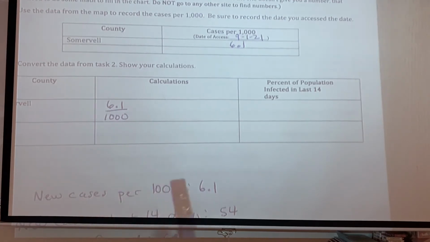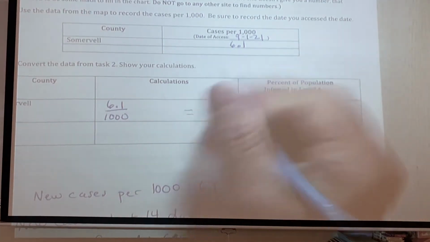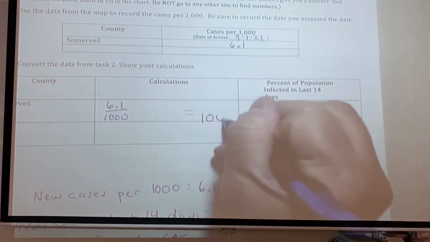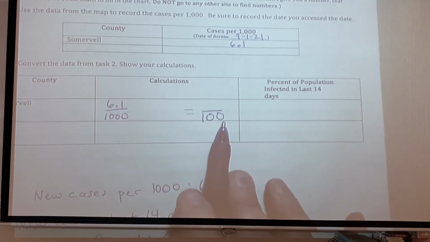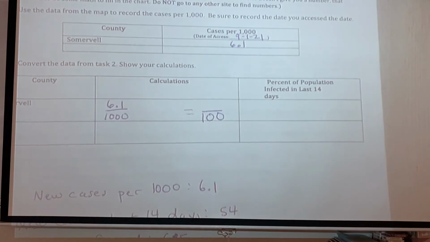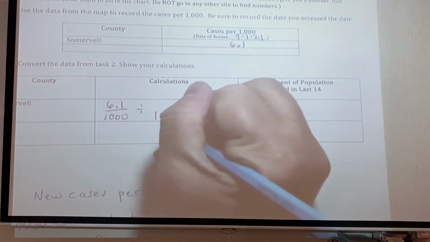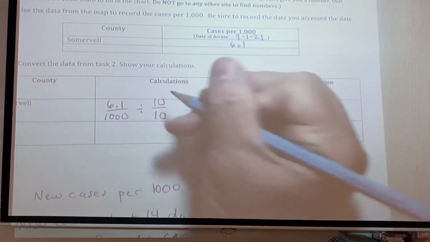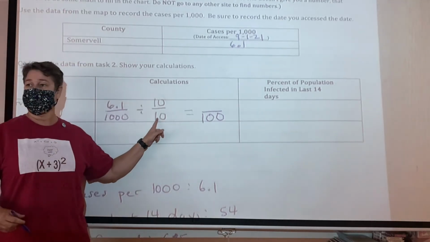Now, what do I need the denominator to be? 100. So I need this denominator to be 100. How am I going to get down to that 100? Divide by 10. In order to get rid of one of those zeros, I divide by 10. So I'm just taking my 1,000 and dividing it by 10.